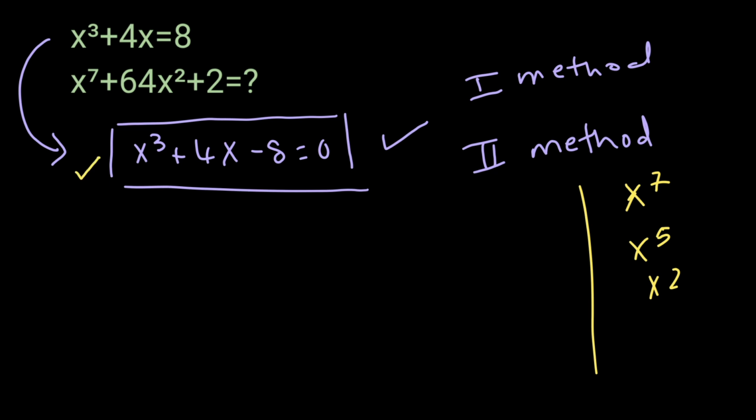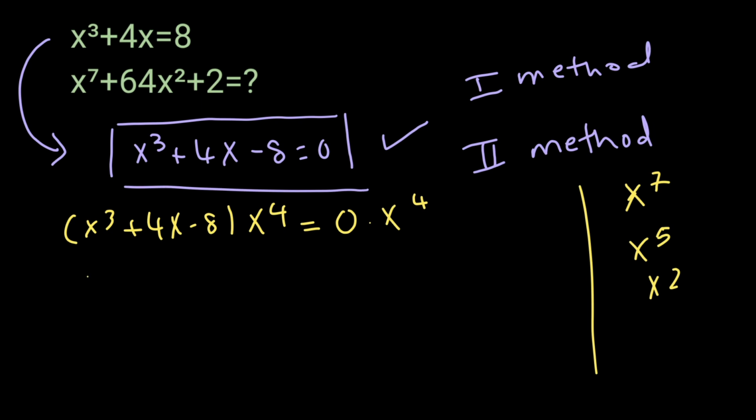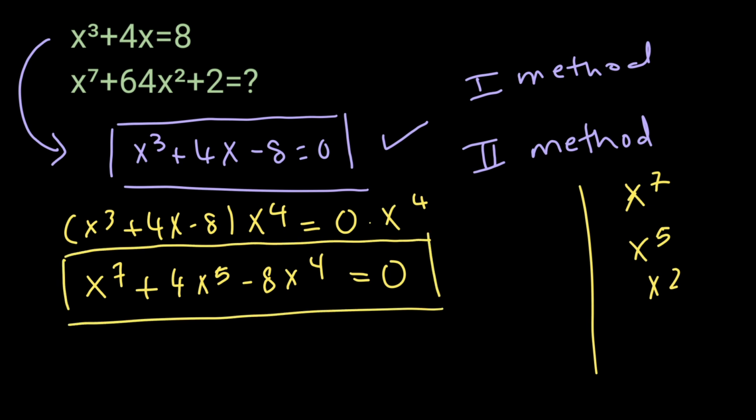I will take this equation, and now I will simply multiply x to the power 4 on both sides. Therefore, x cubed plus 4x minus 8, multiplied with x to the power 4, equals 0 multiplied with x to the power 4. On the left hand side, when we open the bracket, this will turn out to be x to the power 7 plus 4x to the power 5 minus 8 times x to the power 4 equals 0. Here we have this particular equation, and in this we have the important term x to the power 7.